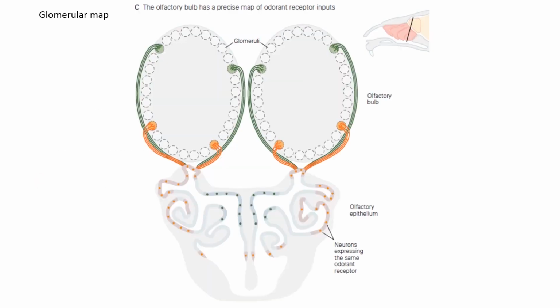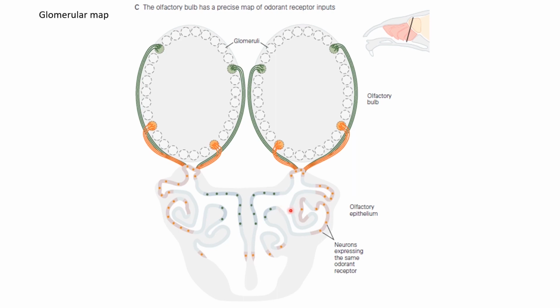There are millions of olfactory sensory neurons present in the olfactory epithelium, and each of these neurons expresses one of the several hundred types of olfactory receptors. So each type of receptor would be expressed in thousands of neurons present at different locations within the epithelium. So let's say orange is one type of receptor and green is another type of receptor, and they are present at different regions within the olfactory epithelium. Here we are looking at a schematic of the mouse olfactory system.